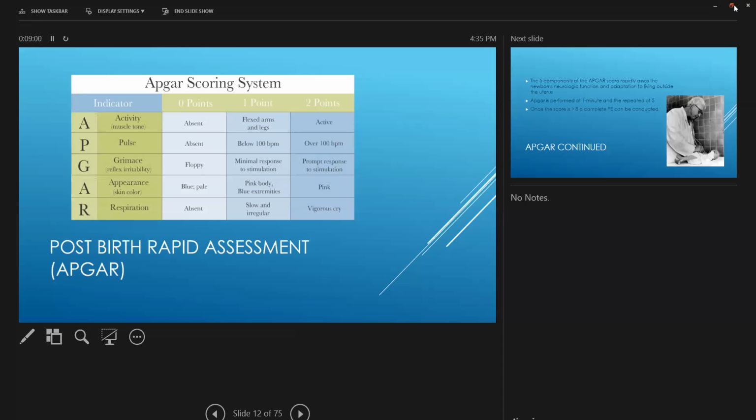She said, well, they should be moving around and they should have a pulse over 100 and they should grimace when we prompt them for stimulation, and their appearance should be pink and they should be crying. Well, so then she put this into this APGAR scale. And so we use this APGAR scale at 1 minute and then again at 5 minutes to assess these children. And so that we have some data points to say, this is a healthy baby, this is not a healthy baby, we're worried about this baby, we're not worried about this baby.